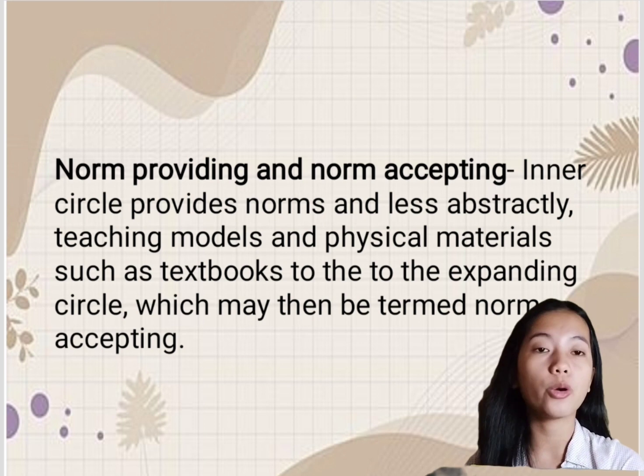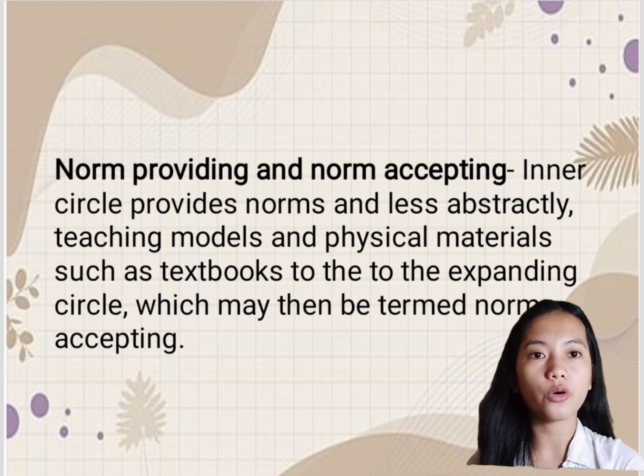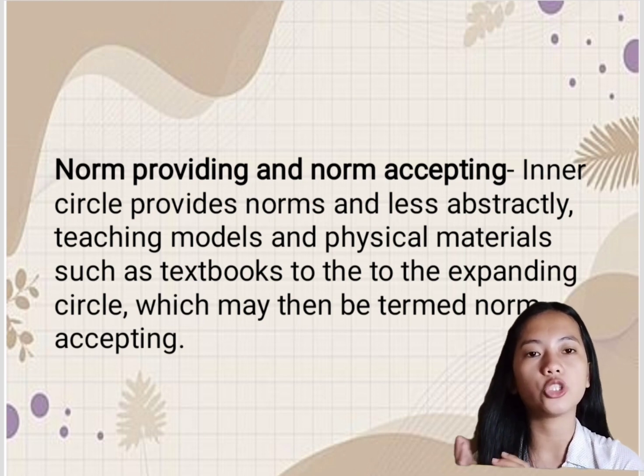So now let's have the norm providing and norm accepting. The inner circle provides norms and, less abstractly, teaching models and physical materials such as textbooks. The one who will accept it is what we call norm accepting, and it is seen in the expanding circle such as China, Japan, and Korea. Although attitudes vary and debates continue, the English language is going through the natural processes of nativization of sounds, grammar, vocabulary, and conventions of using language to perform various acts.